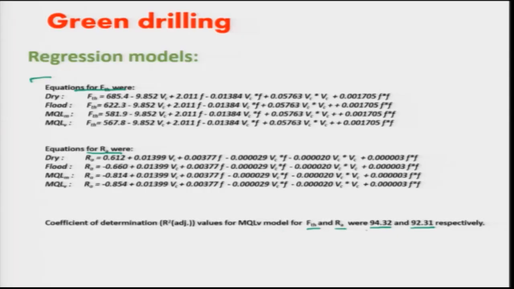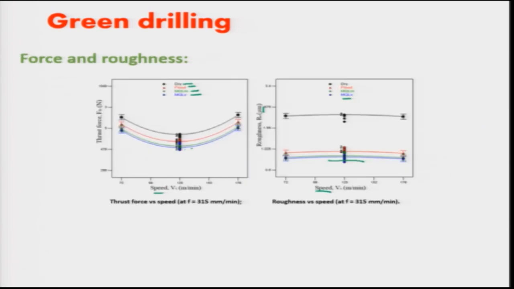Now, let us come back to the significant models that we have obtained. Significant means the R square value is higher. So these equations or models were obtained from all the 4 media. Here also we can see that these are actually parallel models, all other values are the same, only the intercept differs. The intercept value for MQL-V is minimum for the thrust force and the roughness. The intercept level is minimum, that is, this line is at the lowest end, the blue line.